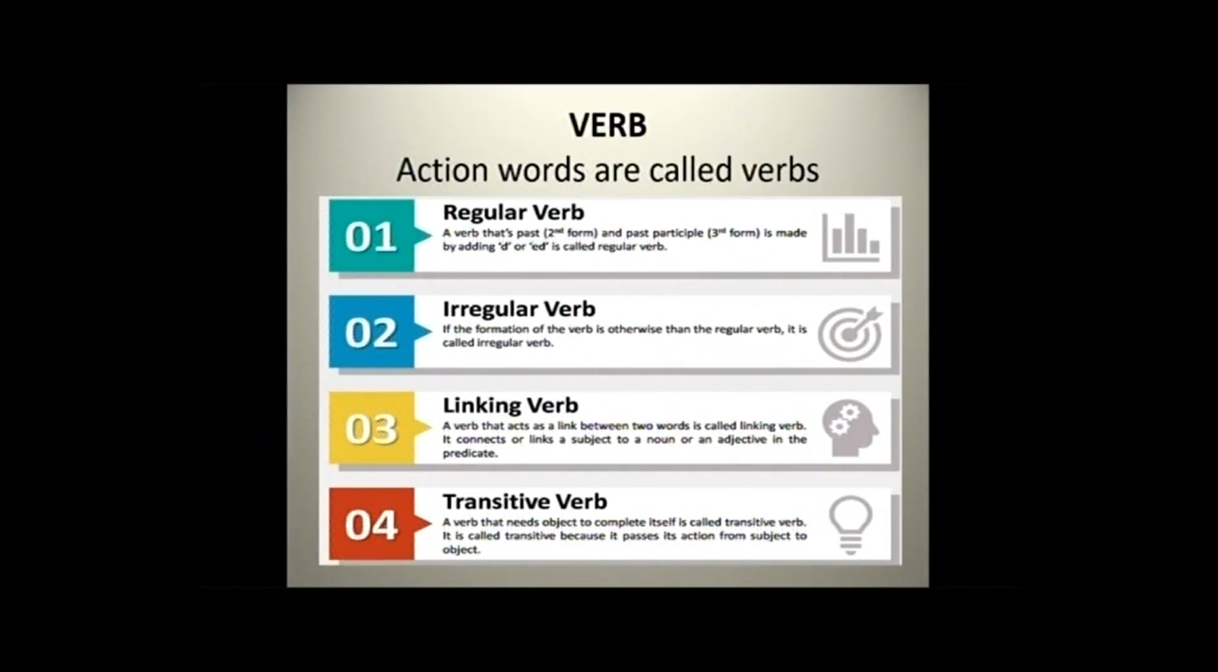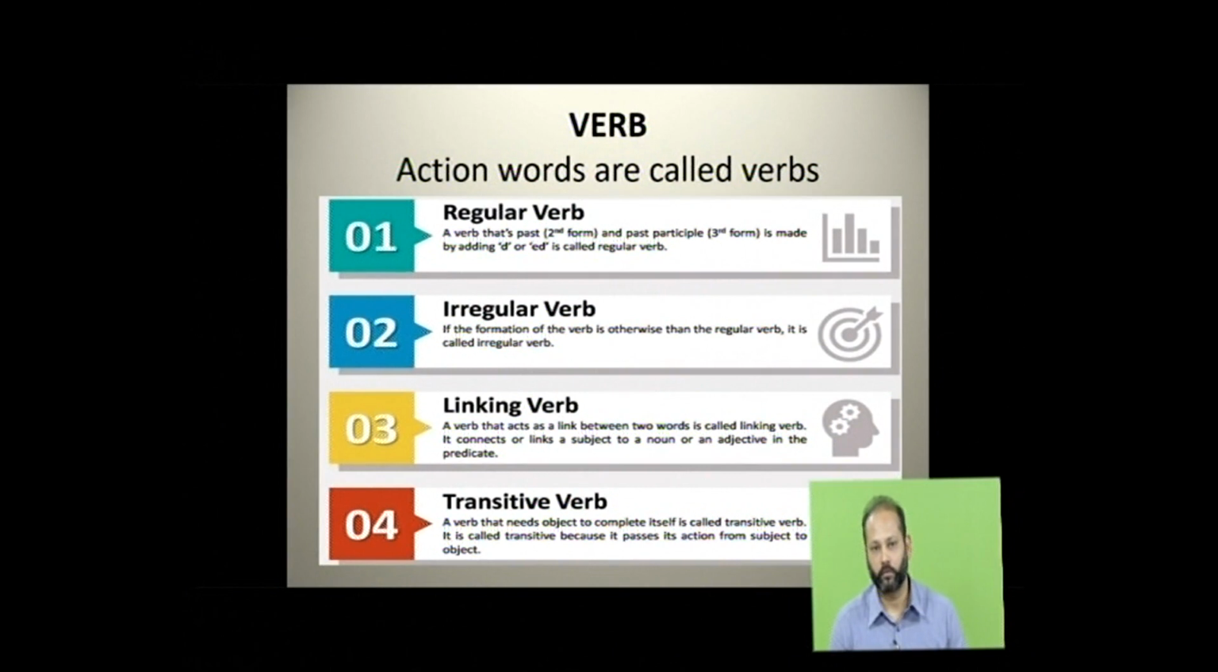Then next we have verbs. Action words are called verbs. So further, verb is defined into so many types. First type is regular verb. As you all know, verbs that end with ed, that is second form or third form that ends with d or ed sound, they are regular verbs. Say for example, dance. Dance ends up in danced, danced, second form and third form.